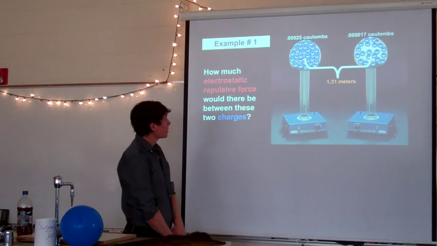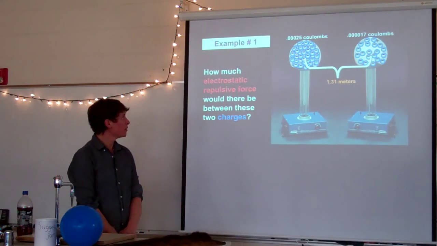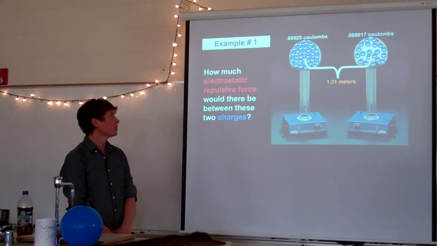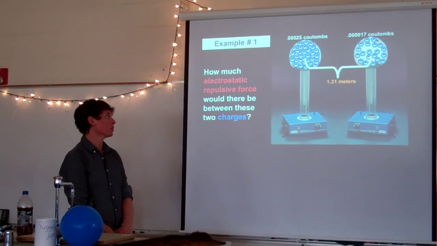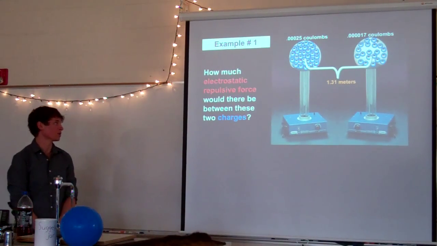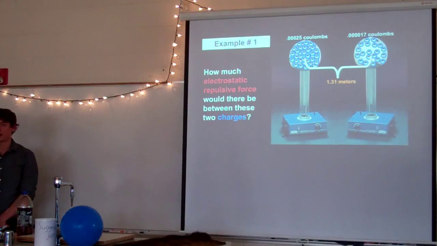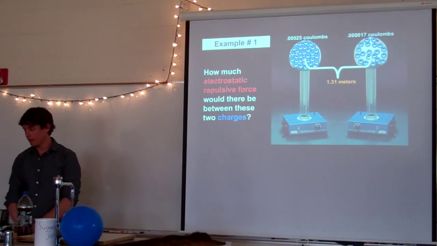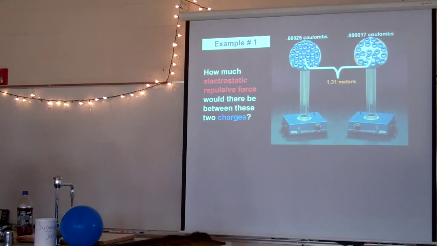On the left one we've got 0.00025 coulombs. On the right one we have 0.000017 coulombs. Let's say they're 1.31 meters apart. How much electrostatic repulsive force? Okay, set that up on example 1 on your notes there. And punch it into your calculator.